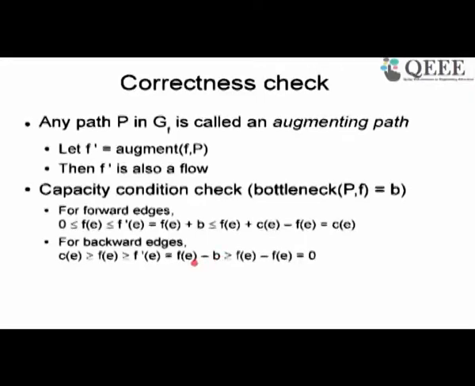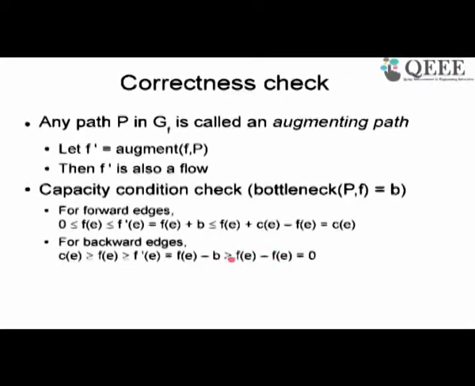I have reduced B from the flow. Now remember that we have chosen the bottleneck B such that it is the minimum of the capacities of all the edges on the path. So for the backward edges, the capacity that we wrote on that backward edge was F of E. Therefore, B will be less than or equal to F of E.